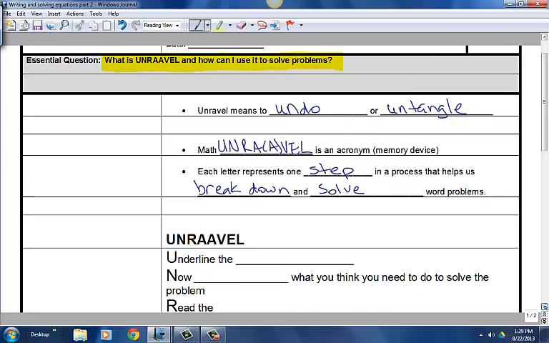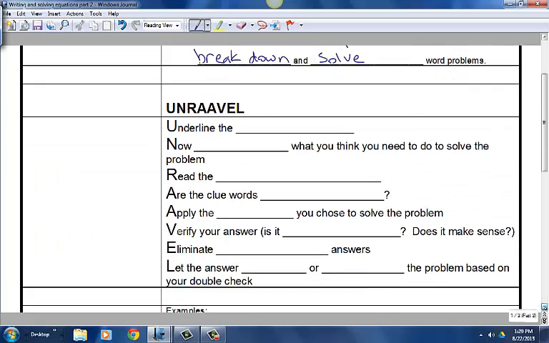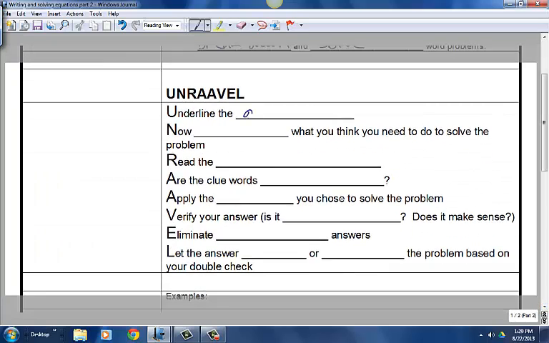Let's look at Unravel in all the individual pieces. The U in Unravel stands for underline the question. Now predict what you think you need to do in order to solve the problem. Third, you're going to read the question. That may seem a little weird being the third step, but trust me, I think it'll make a difference in your problem-solving abilities if you'll do this.